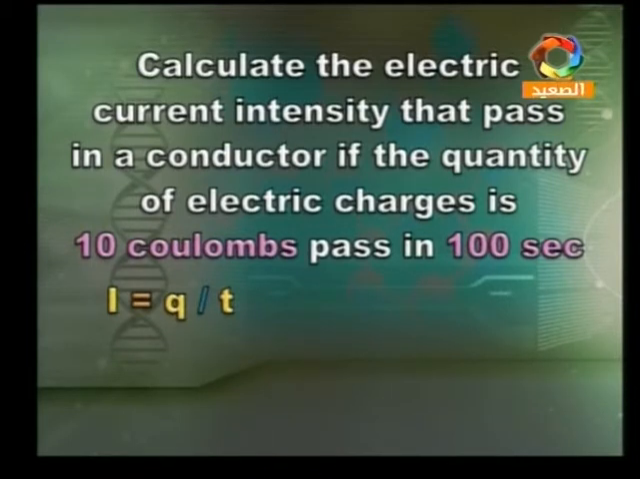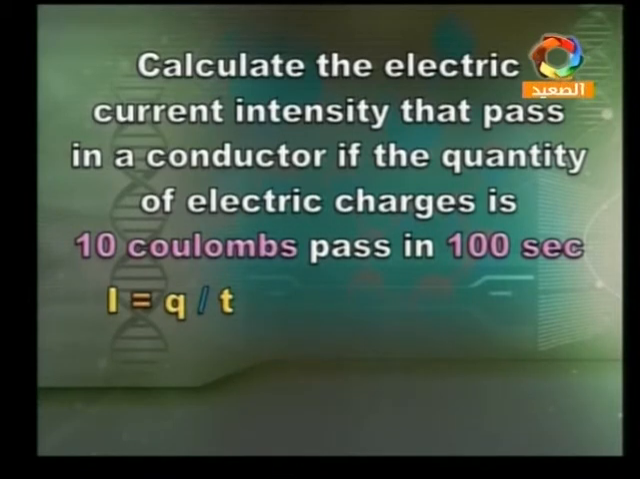So we can say Q. Q, what does it mean here? It means the coulombs, or the quantity of charges that move inside the conductor. What about the T? T is the time. It's measured in seconds. Don't forget the time is in seconds.